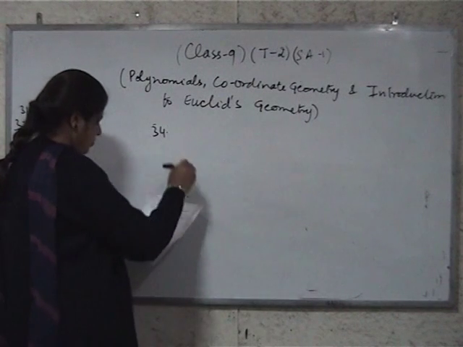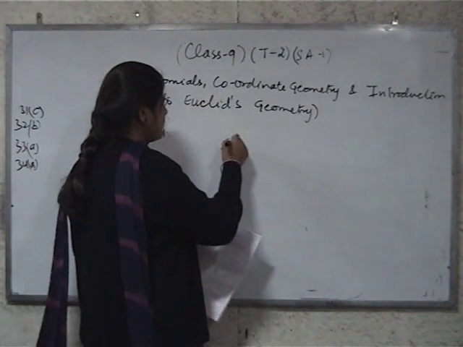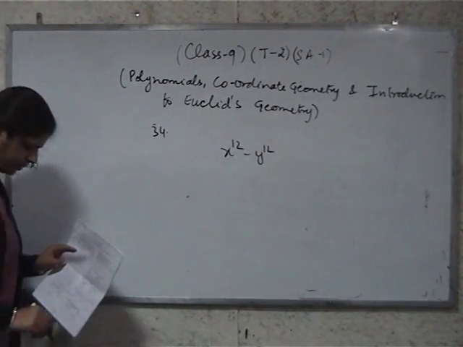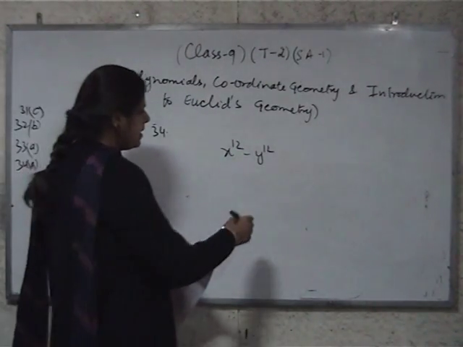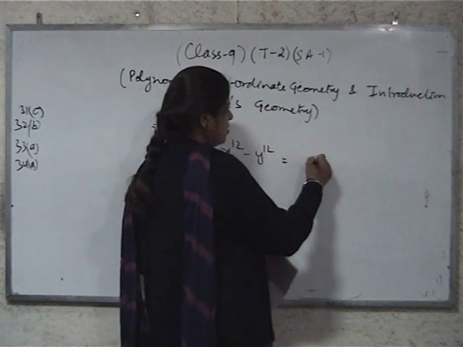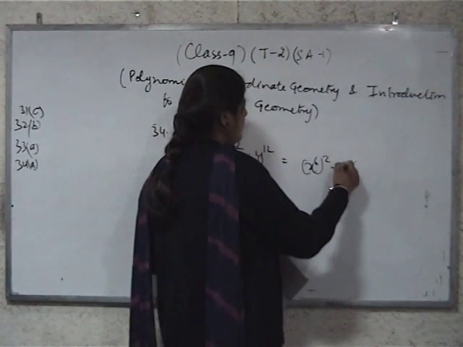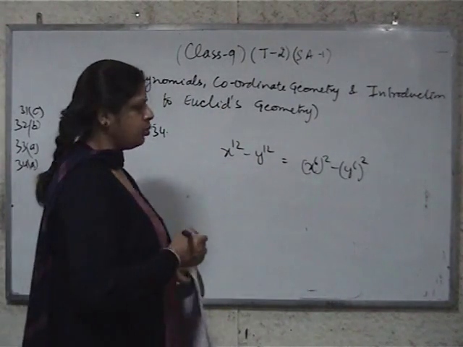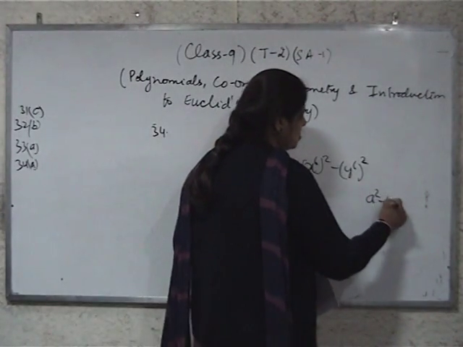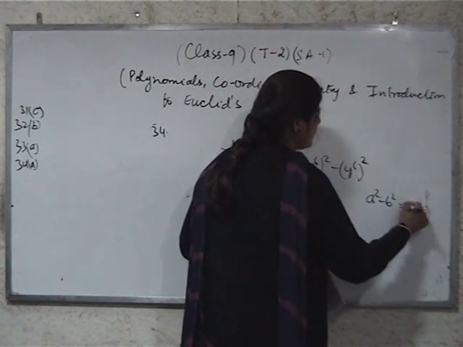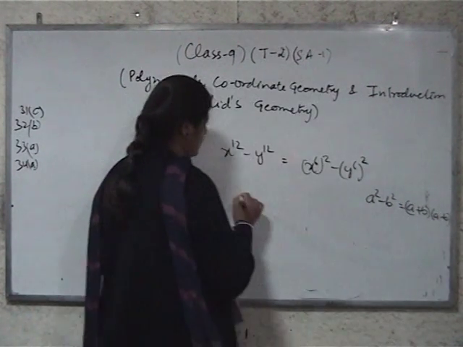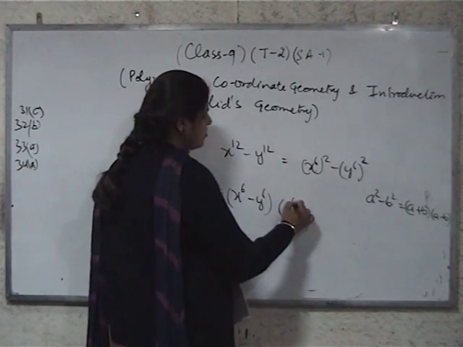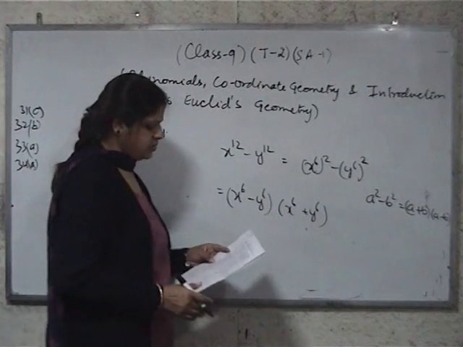Question number 34 is, I have to factorize x power 12 minus y to power 12. See, can I write this as x power 6 square minus y power 6 square? Which formula can I use now? A square minus b square. What is a square minus b square? A square minus b square is a plus b into a minus b. See, I get x power 6 minus y power 6 into x power 6 plus y power 6.